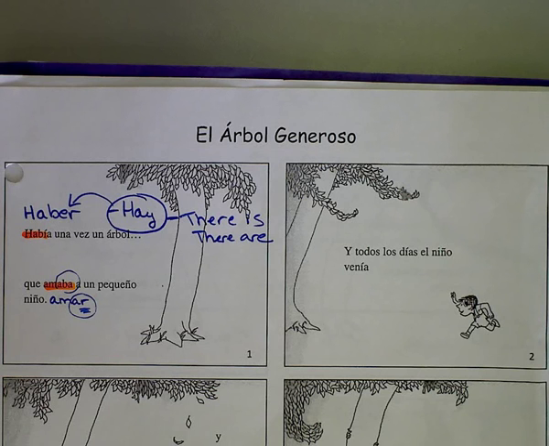Predict, be a risk taker. It's okay if it's not correct. Are these the only three that show? Yes, those are the ones that show.